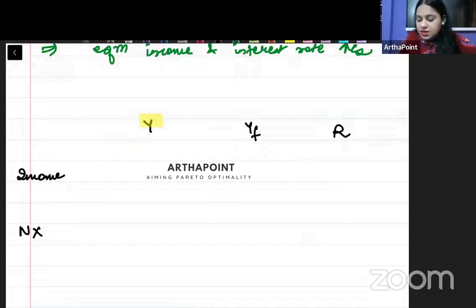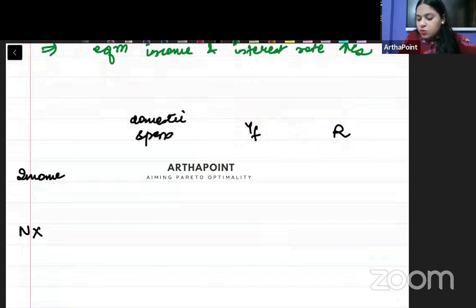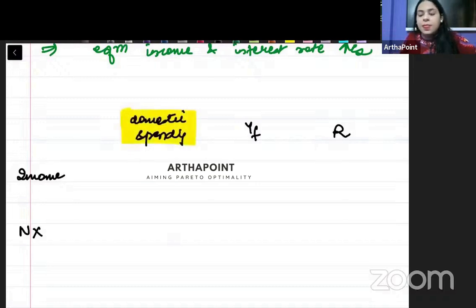When income increases, children, let's not say income, let's say this as home spending, domestic spending. This is a better word. So when domestic spending increases, when people spend more, then you can consider it like this.